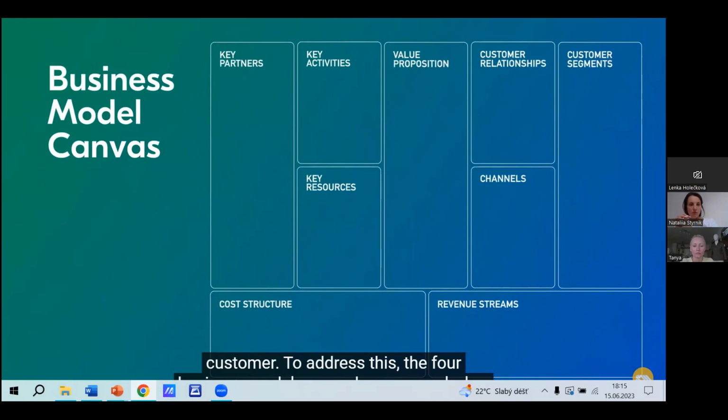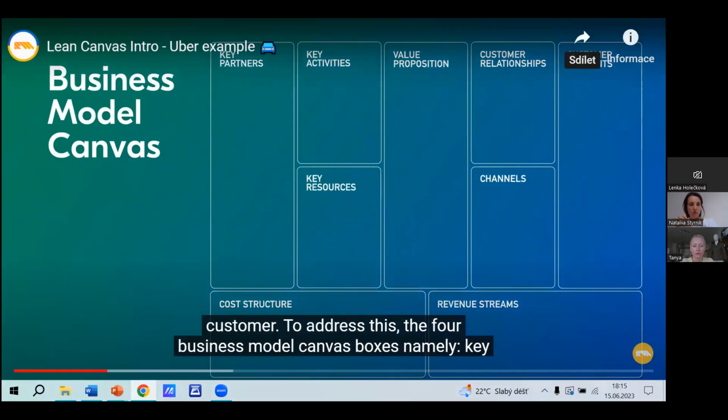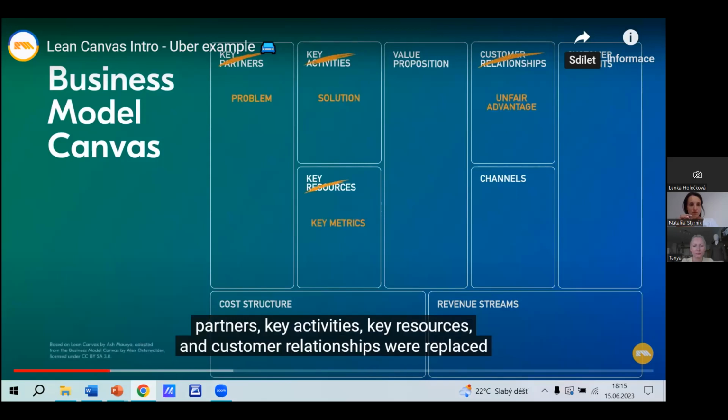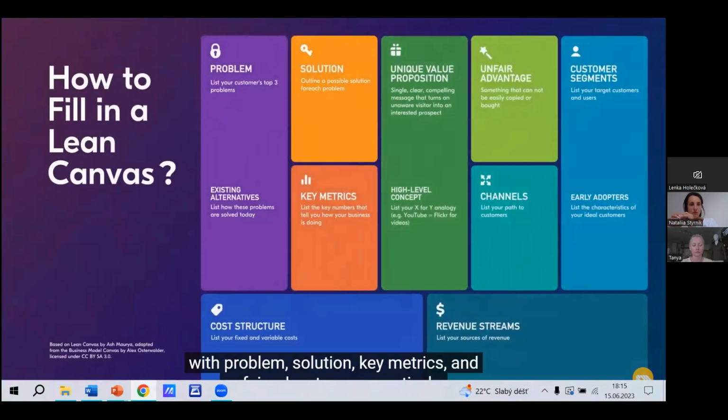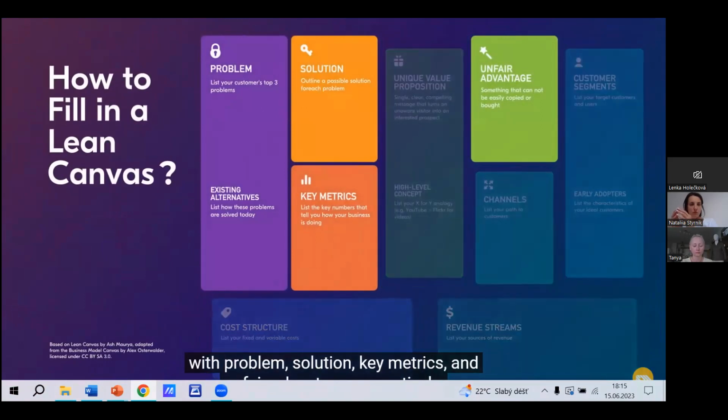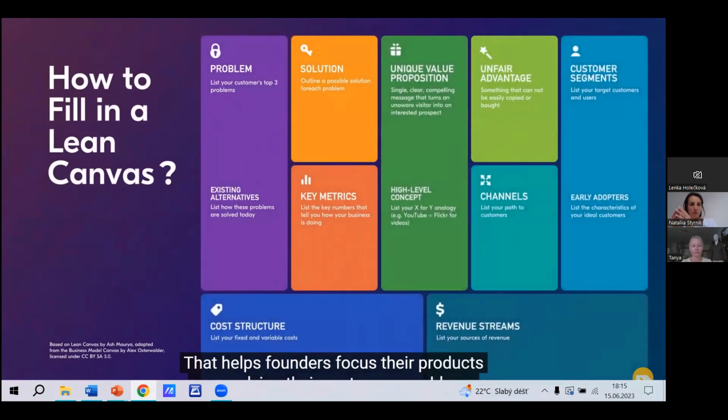To address this, the four business model canvas boxes, namely key partners, key activities, key resources, and customer relationships, were replaced with problem, solution, key metrics, and unfair advantage respectively. That helps founders focus their products on resolving their customers' problems instead of specific features of the product.